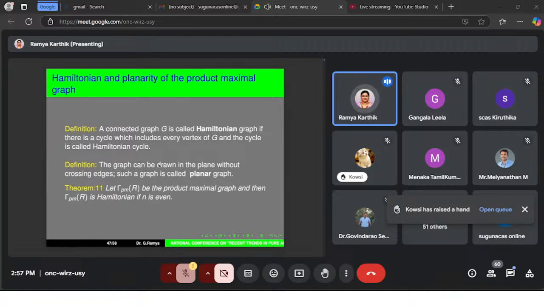Okay, so I will give one example. Think of a traveler who wants to visit every city exactly once and return to the starting city. If there is a way to do this using the given roads, then the network forms a Hamiltonian cycle. And this idea is widely used in real world applications, right? Route planning, optimization problems, and even computer network design. So what about our product maximal graph? Is our product maximal graph Hamiltonian or not?